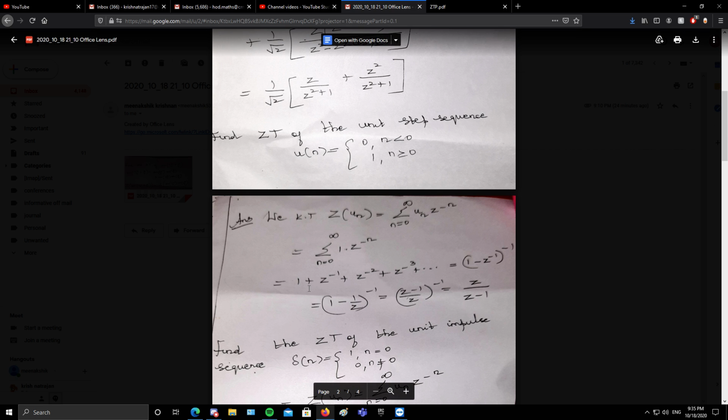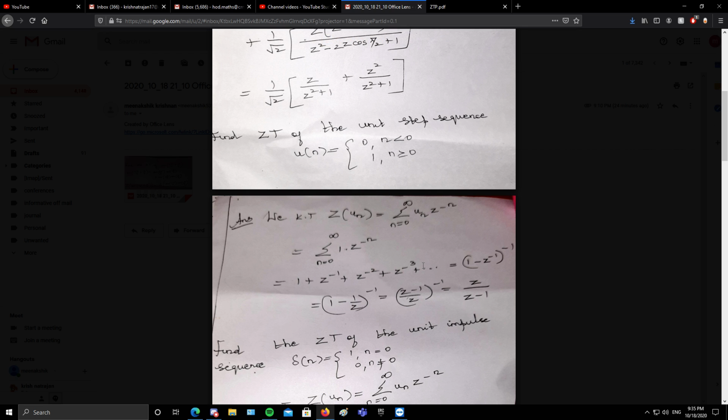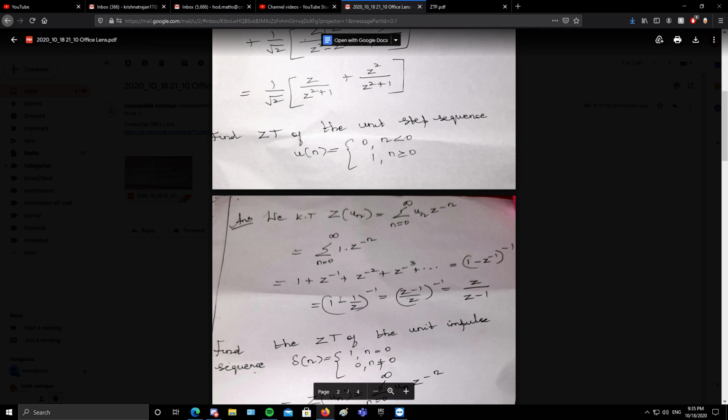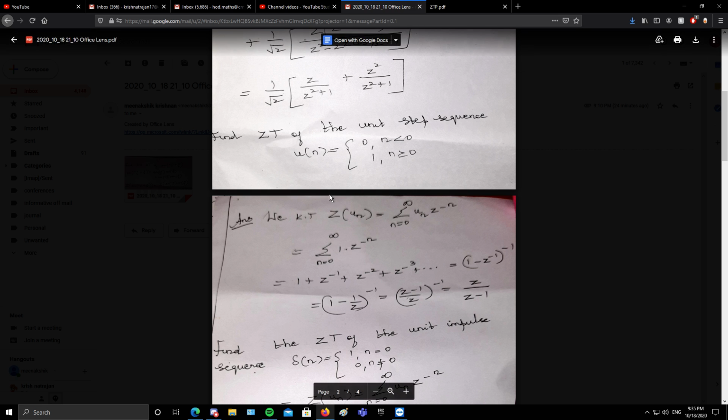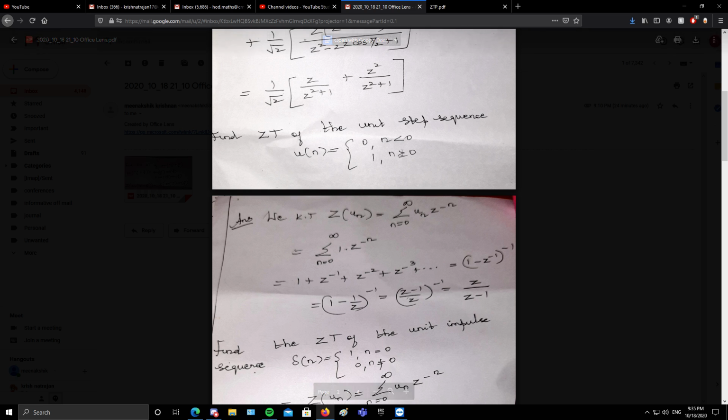So it is of the form 1 plus x plus x square plus x cube plus etc., the standard binomial series, 1 minus x the whole inverse. In place of x you have z inverse. So 1 minus 1 by z the whole inverse, or z minus 1 by z the whole inverse, or z by z minus 1. I repeat, you are asked to find the transform of the step sequence. Step sequence means it jumps from 0 to some constant. Since it jumps from 0 to 1, it is called the unit step sequence.